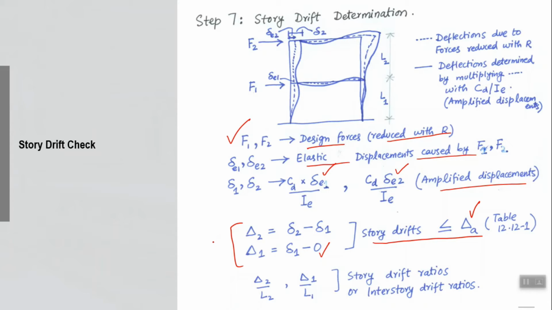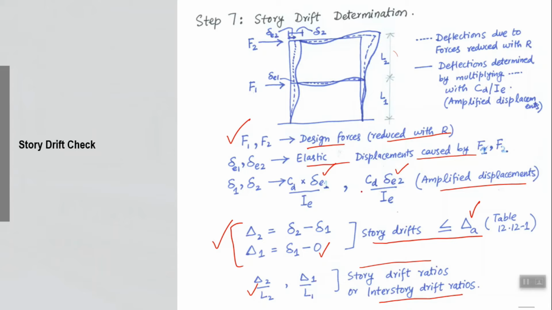So these are story drifts, and if you divide them by the story height also, they are called story drift ratios, right? So inter-story drift ratio or story drift ratio is when you divide that story drift, the relative displacement, by the story height also. So second story drift is divided by second story height L2, and first story drift is divided by first story height. So you will get the story drift ratios.